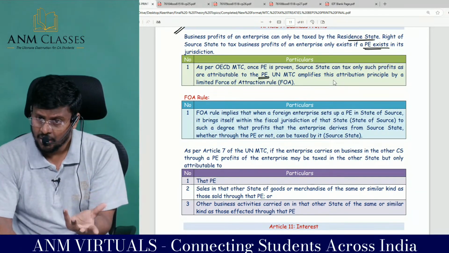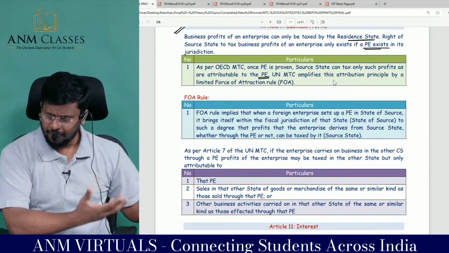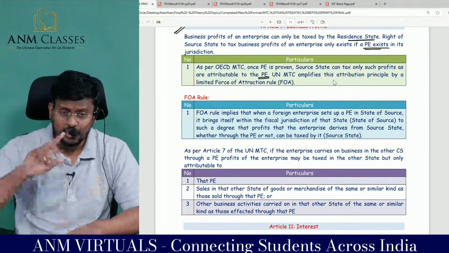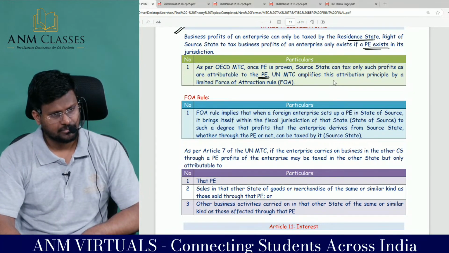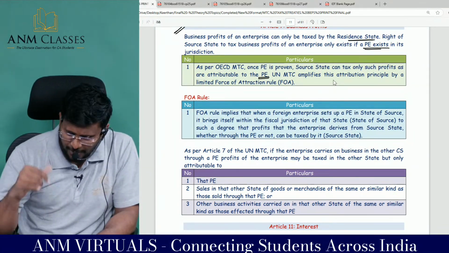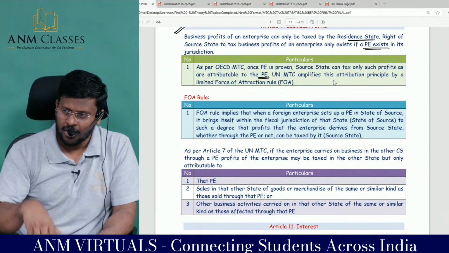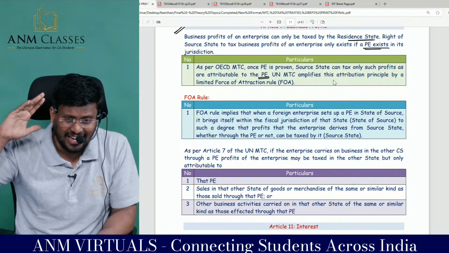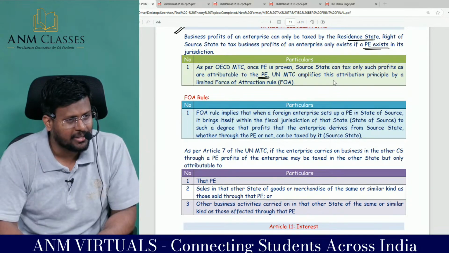So business profit will be taxed in the country of residence. For example, if I am a resident of India, I have to pay the tax to the Indian government, not to Dubai. It is not because of Dubai that the business is existing, it is because of that person. But what the Dubai government is asking is: you are coming to Dubai, you are using the natural resources of Dubai, you are doing business in Dubai, you are earning profit from Dubai, and you are taking the entire profit outside and not even paying any tax to Dubai. That is not ideal.